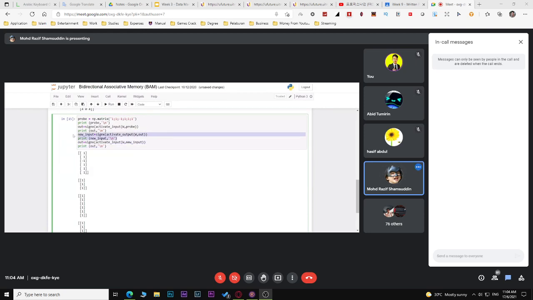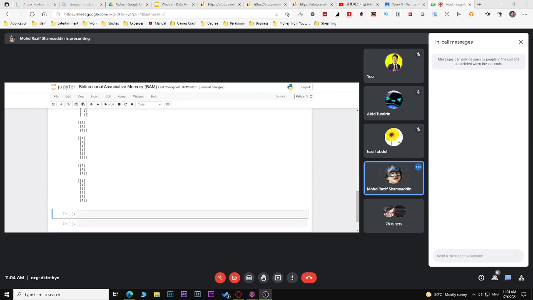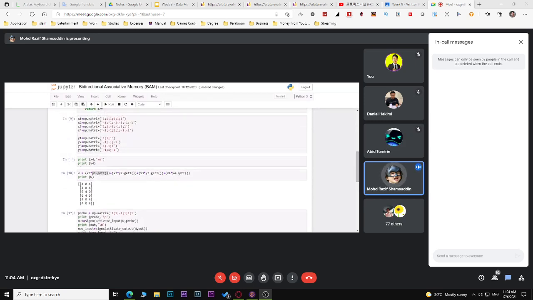Lepas tu last sekali kita copy yang ni. Last sekali dia akan hasilkan output yang sama. Okay. So input yang sama. So input pair dia bila sama tu maknanya dia berjaya memorize that particular pattern. Okay. Boleh? Boleh sir. Nampak tak dia boleh forward propagation dengan backward propagation. Input boleh menghasilkan output, output boleh menghasilkan input. Right? So because it's a mapping, two-way mapping process.